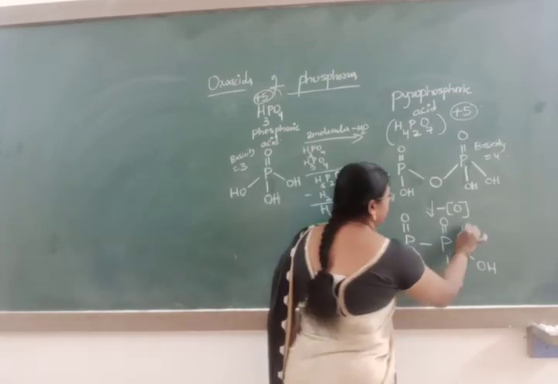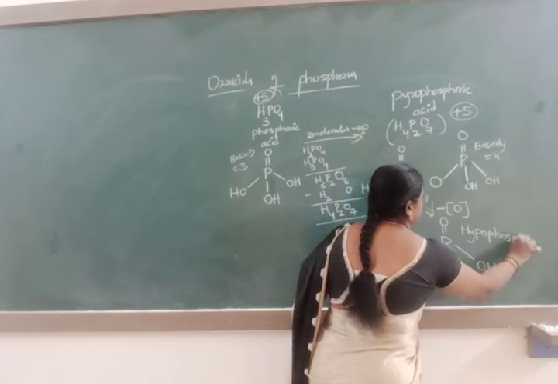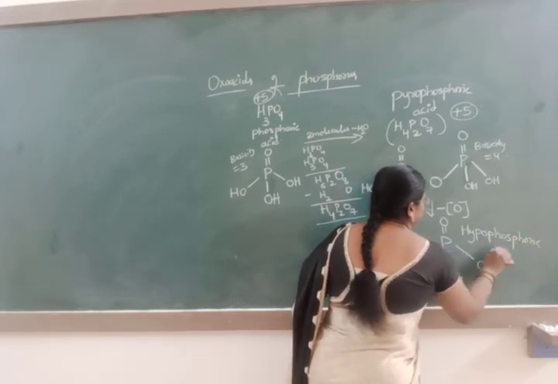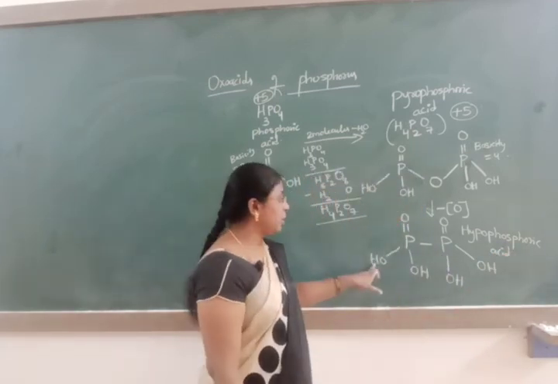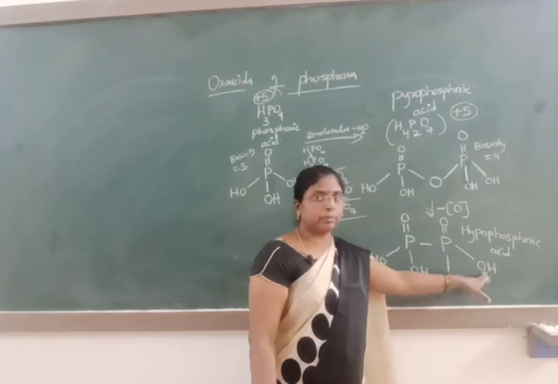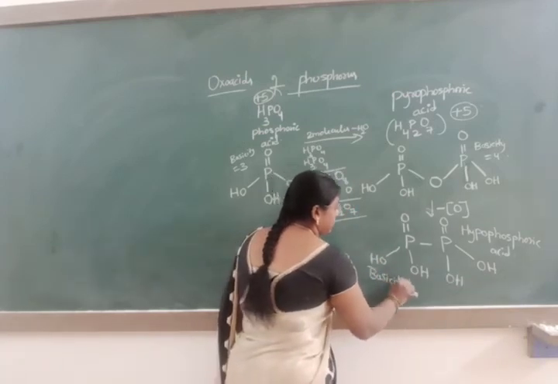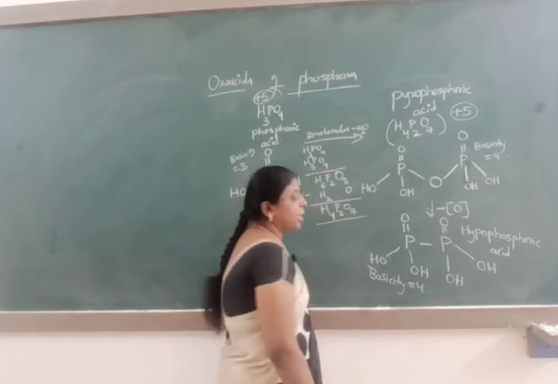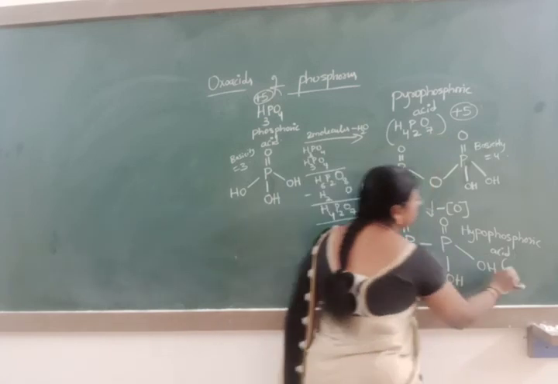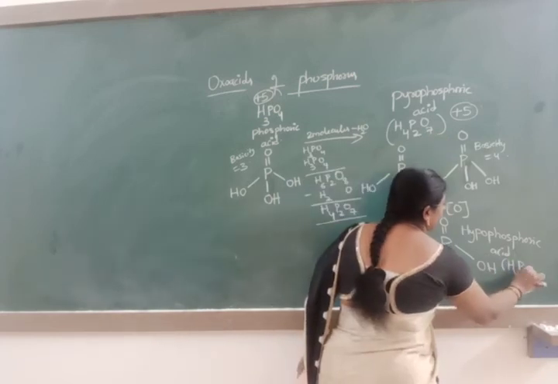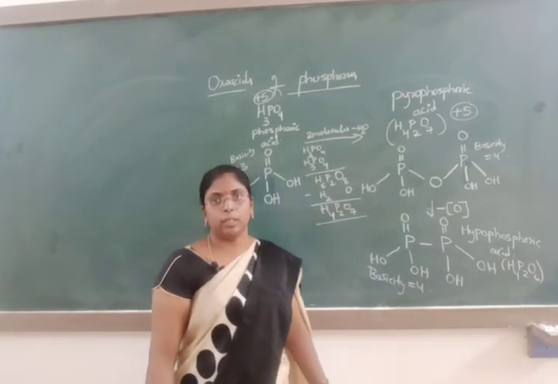hypophosphoric acid. In hypophosphoric acid, the basicity is equal to 4. And what is the formula here? If I reduce one oxygen, it becomes H4P2O6, which is the formula for hypophosphoric acid.